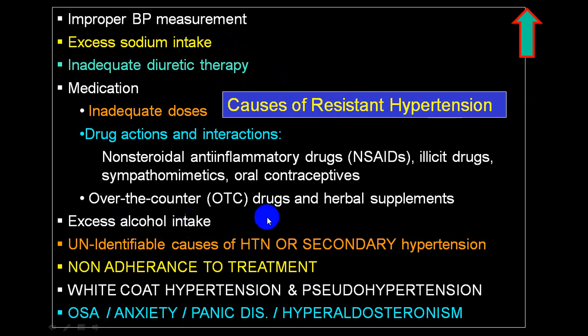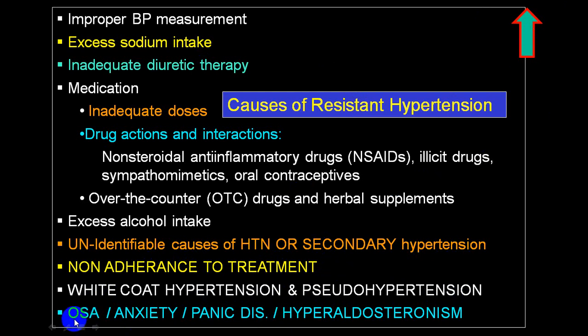Excess alcohol intake. There are some drugs which are available over the counter, particularly herbal preparations. Good number of times Ayurvedic and herbal preparations contain steroids. So that can also end up with resistant hypertension. If a person has a secondary cause and you have not diagnosed it and you are treating as primary, then also the person can end up with resistant hypertension. Good number of times on the side of the patient, he is not adherent to the treatment, he goes on changing the dose, decreases the dose, stops the medicine in between, etc. White coat hypertension, pseudo hypertension, as well as improper recording can also end up with resistant hypertension.